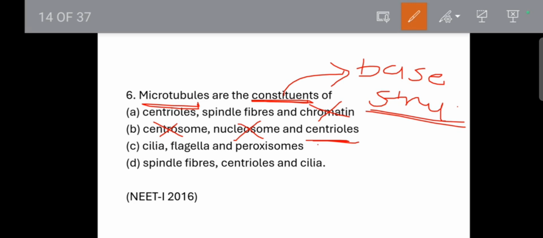Now the cilia and flagella. Yes, cilia and flagella both have microtubules, but the peroxisome doesn't have microtubules. Now we see the spindle fibers. Yes, spindle fibers have microtubules, centrioles have microtubules, cilia have microtubules. So this D is the right one. This is a question from NEET 2016. So microtubules are present in spindle fibers, centrioles and the cilia.